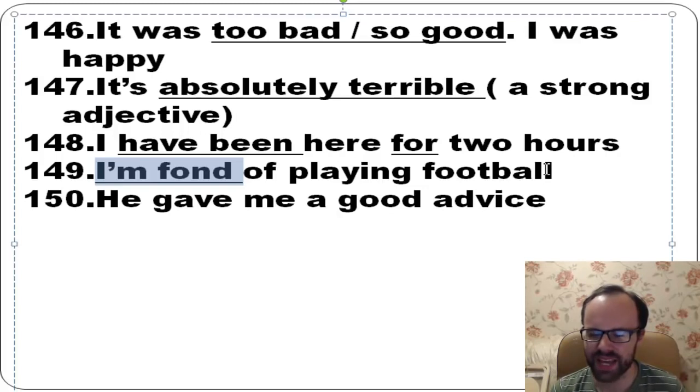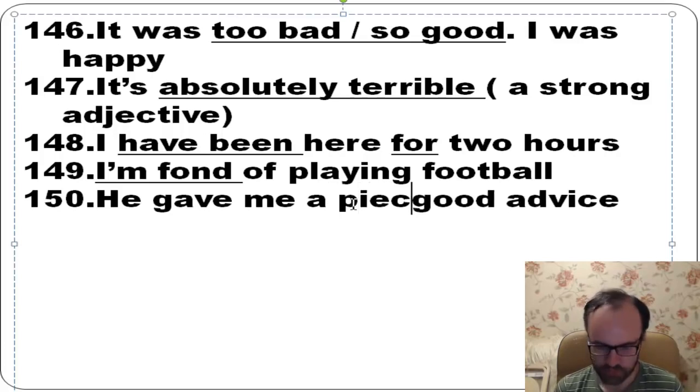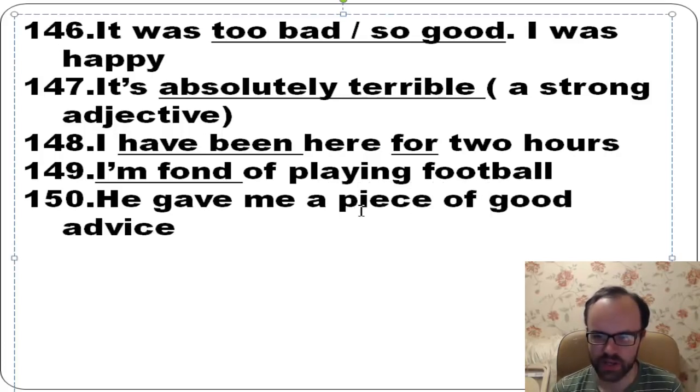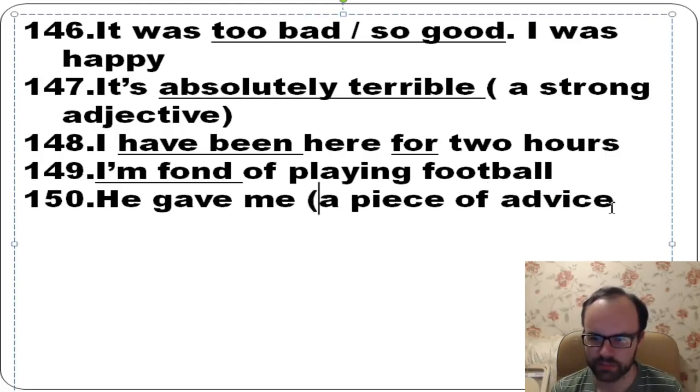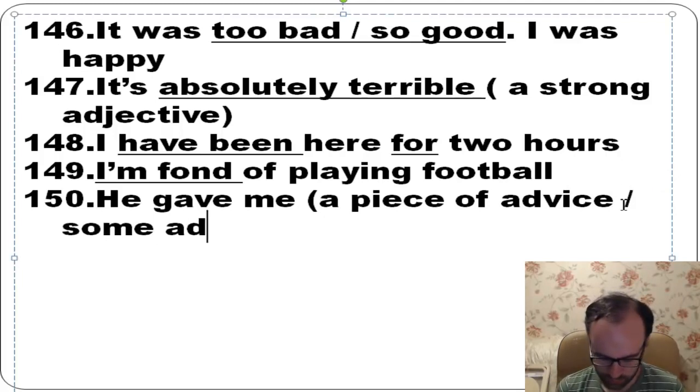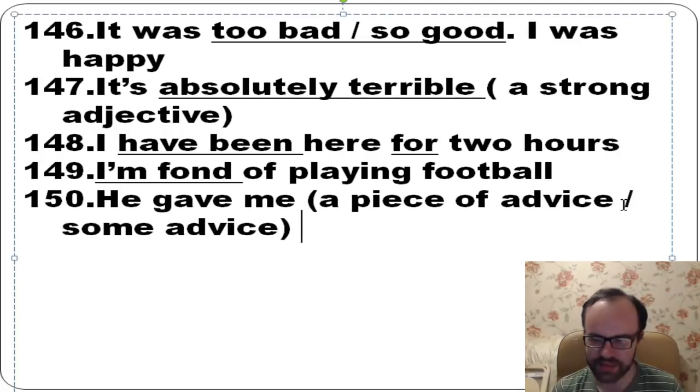Good. He gave me a good advice. We don't say an advice, we say some advice or a piece of advice. A piece of good advice. Or you say he gave me a piece of advice or some advice. But you can't say an advice, it's incorrect. So some advice, some before advice, please remember it. He gave me some advice.